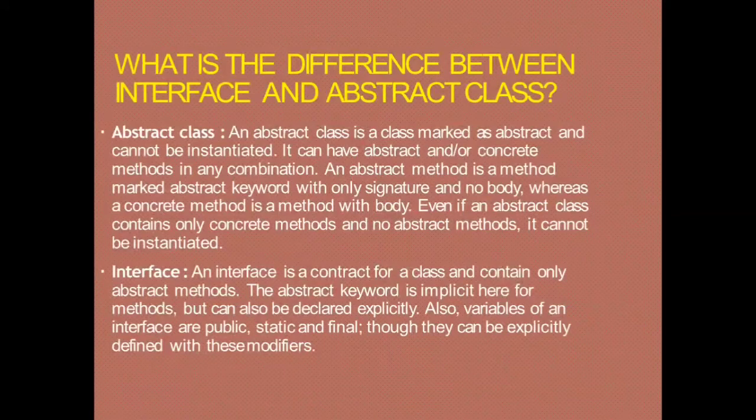Next question. What is the difference between an interface and an abstract class? An abstract class is a class marked as abstract and can't be instantiated. It can have abstract or concrete methods in any combination. An abstract method is a method marked with the abstract keyword with only a signature and no body, whereas a concrete method is a method with a body. Even if an abstract class contains only concrete methods and no abstract methods, it can't be instantiated.